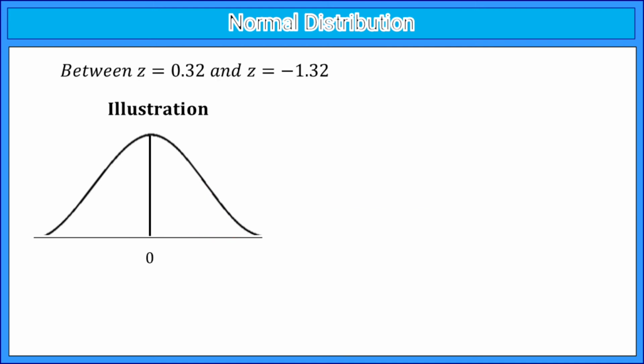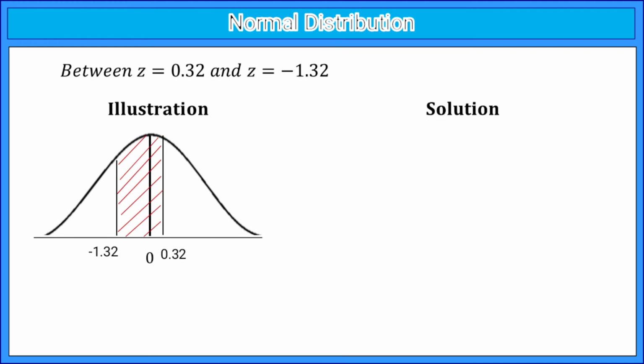Alrighty, let us take a look next at our second example for illustrating and finding the area percentage of the z-score. Between z equals 0.32 and z equals negative 1.32. Between means in the middle of our two z values. So it means we're going to get this.